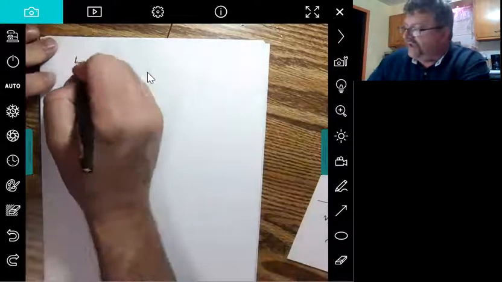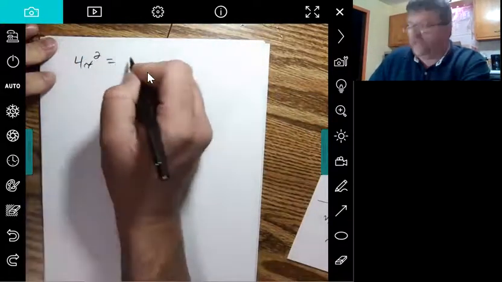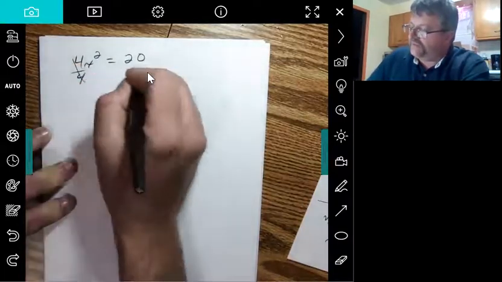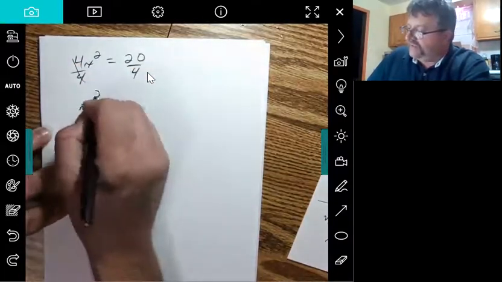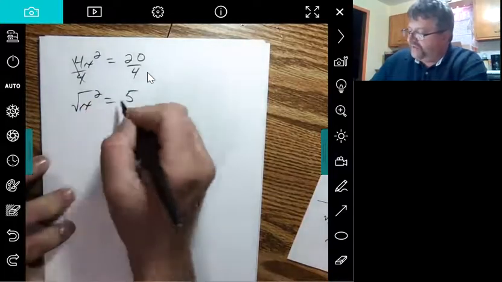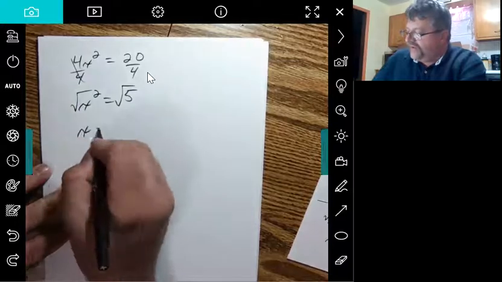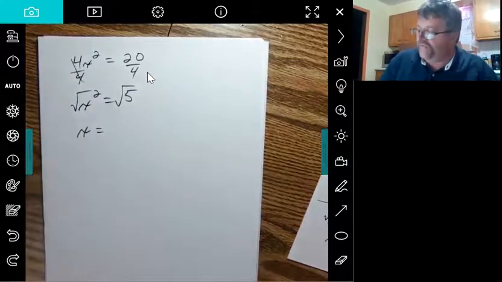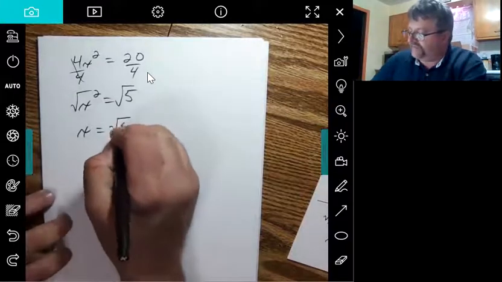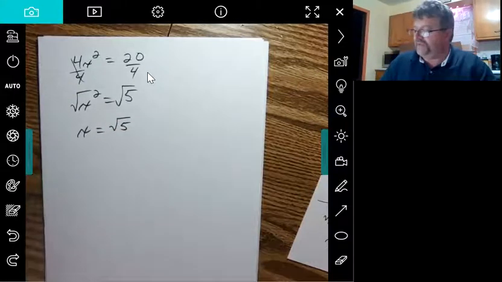Maybe we've got 4x squared equals 20. Well, first I have to divide by 4. And now I've got x squared equals 5. And now I square root both sides. Uh-oh, what's the square root of 5? Well, it's some irrational number, some big old goofy decimal. We'll just leave it in math class as the square root of 5. Maybe there'd be some choices where you'd see some decimal in there, and then you just put it in your calculator and get it, okay?